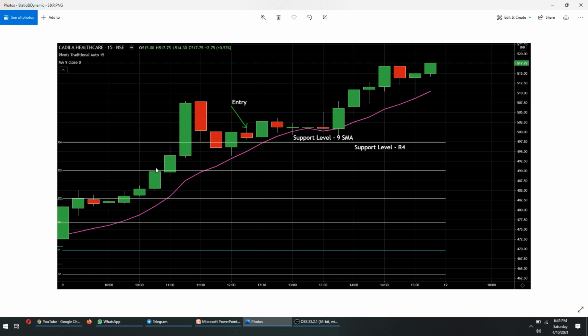We need to wait for the retracement. Okay, so this is the retracement that happened, right? And here, as you can see, the purple line, that is the 9 simple moving average.